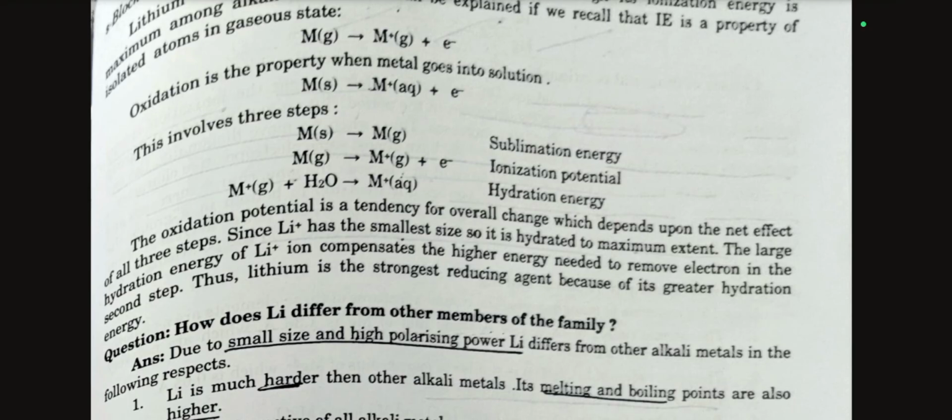Since Li⁺ has the smallest size, it is hydrated to the maximum extent. The large hydration energy of the Li⁺ ion compensates for the higher energy needed to remove the electron in the second step. Thus, lithium is the strongest reducing agent because of its greater hydration energy.